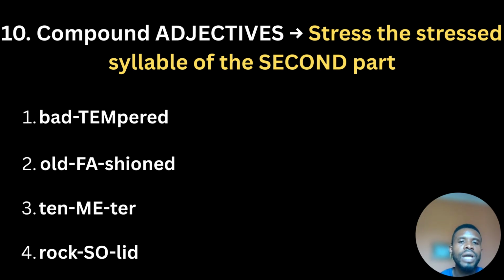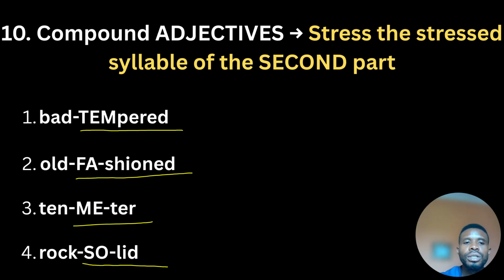Number 10, compound adjective. Stress the stressed syllable of the second part. Bad-tempered, old-fashioned, 10-meter, rock solid. In the words tempered, fashioned, meter, solid, on their own, we usually stress the tem in tempered, the fa in fashioned, the me in meter, the so in solid. That is why we say here, for compound adjectives, stress the stressed syllable of the second part. So we stress those ones there.